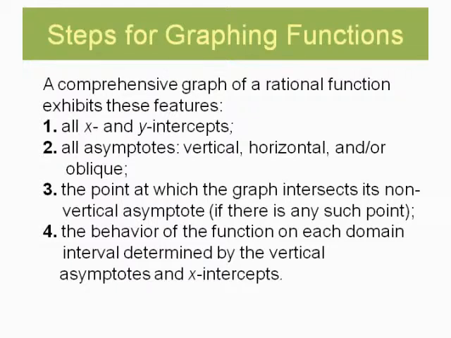So we have talked about the steps for graphing functions. One, find all the x and y intercepts, which sometimes is great and other times I don't really go for. Two, I really go for, always get those asymptotes, the VA, HA, and SA, which they call the oblique or slant asymptote. Three, the point at which the graph intersects the non-vertical asymptote, the HA or SA they're talking about in step 3, if there is any such point. That kind of helps you out sometimes. And four, the behavior of the function on each domain interval determined by the vertical asymptotes and x-intercepts.